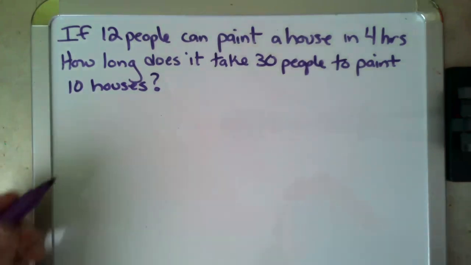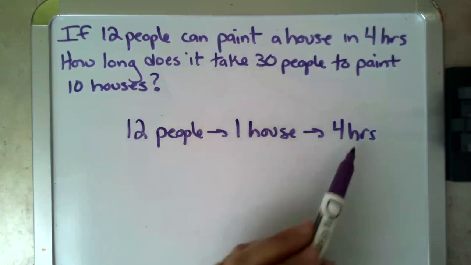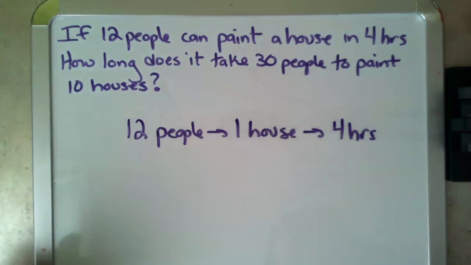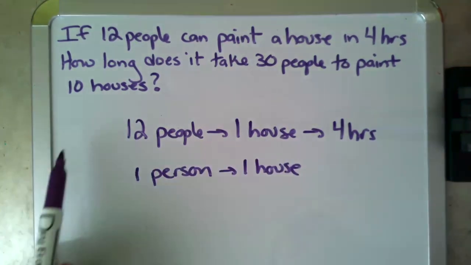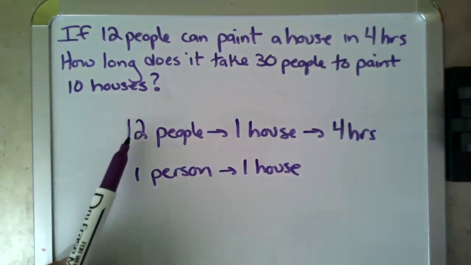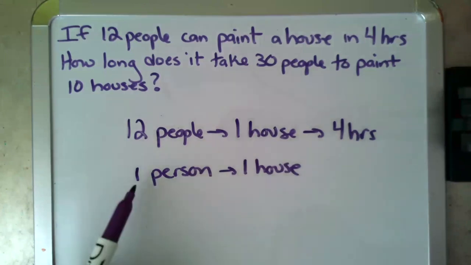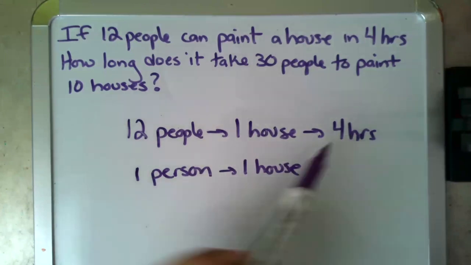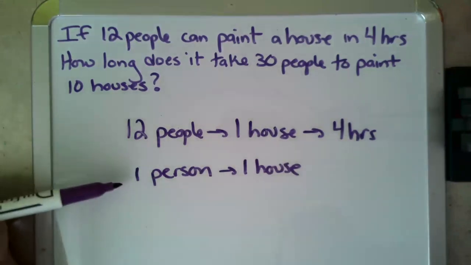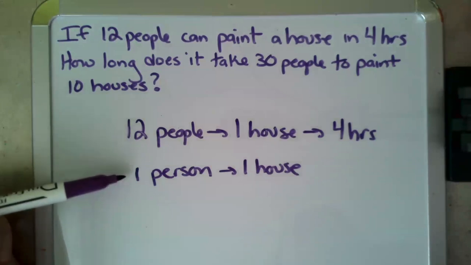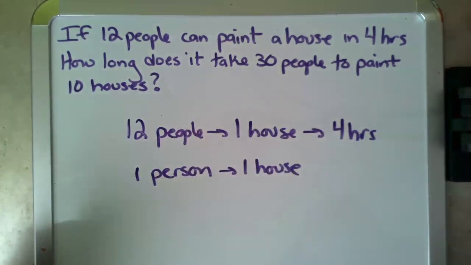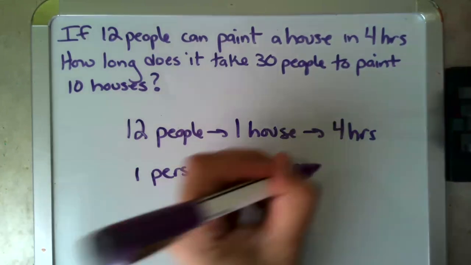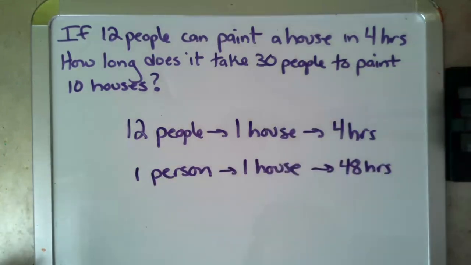So if I start with 12 people can do one house in 4 hours, and I want to reduce that to one person, and I still want them to complete the full job, well, again, there's an inverse relationship between people and hours, right? Fewer people, more hours. So to get from 12 people to one person, I divided by 12. That means I will have to multiply my hours by 12, inverse relation. That poor person will work 48 hours.